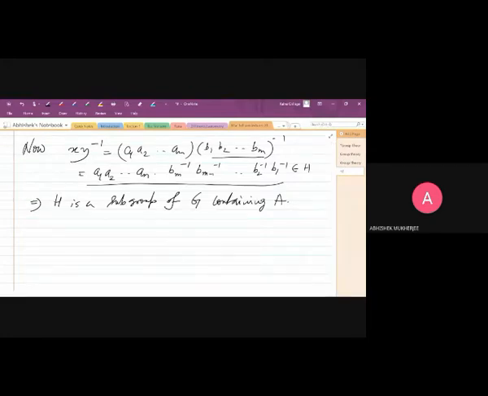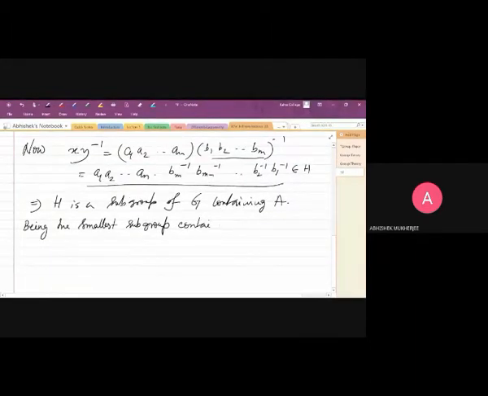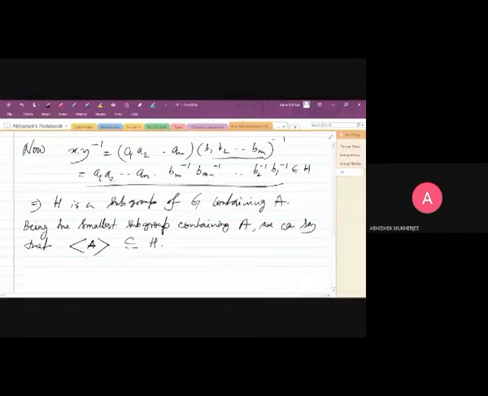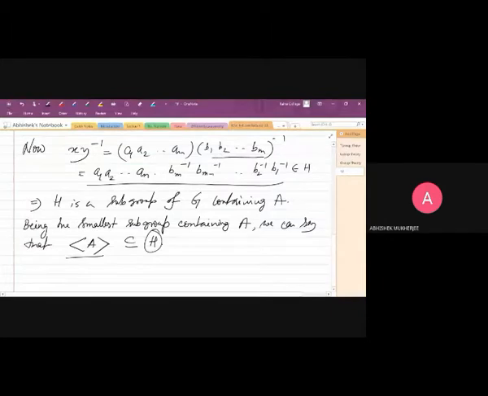Now, by the definition of ⟨A⟩, that subgroup is the smallest subgroup containing A. So being the smallest subgroup containing A, we can say that ⟨A⟩ is contained in H, right? So in this way, you have proved that this subgroup must be in H. But we need to prove the equality. That means actually the smallest subgroup generated by A is H.